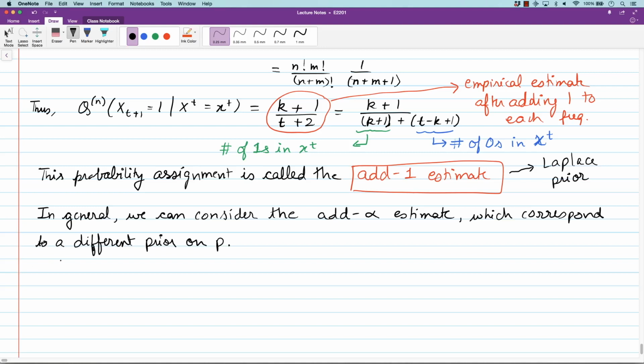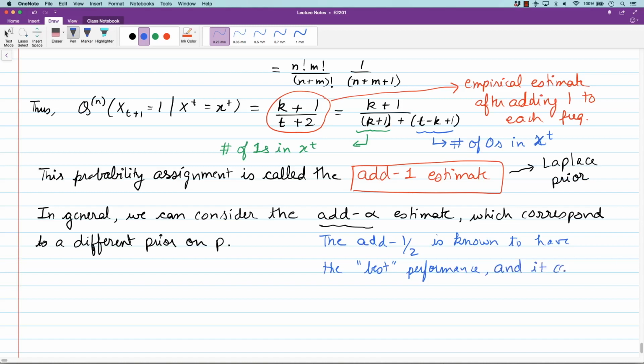And in general, we can use add alpha. The add half prior, we add half estimate. So instead of 1, if you add half here and half to each of them, so it will be k plus half by t plus 1, is known to have the best performance for the probability assignment problem. Okay, I'm not quantifying what I mean by best, and it corresponds to a specific prior, the so-called Jeffreys prior.